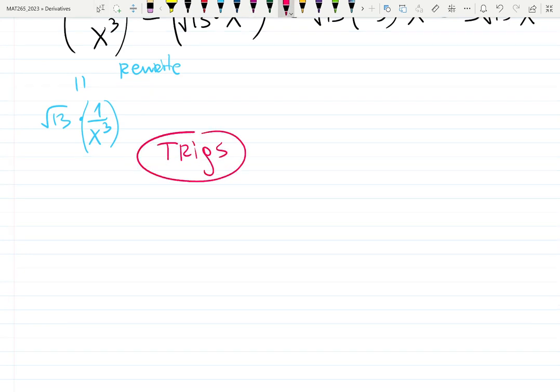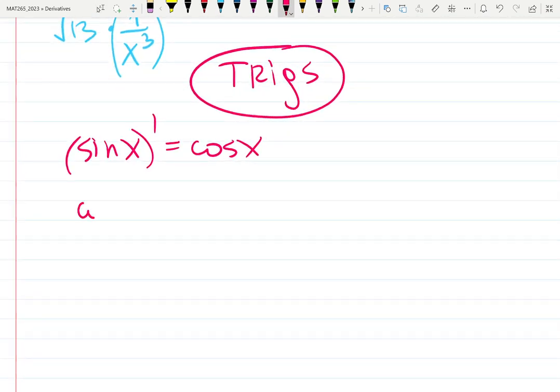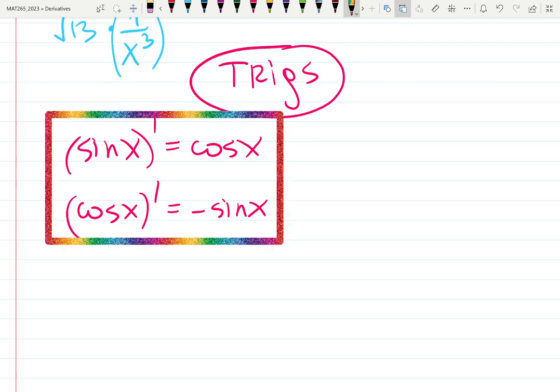Trigs. So we already know that sine x prime becomes cosine x. This goes to the exam 1. And cosine x prime gives you minus sine x. So these, let me put in a beautiful rainbow box. That goes to the exam 1. Let me write down: Exam 1. But there's other stuff which goes to all other exams. They just don't want to bother you with too many things right away.